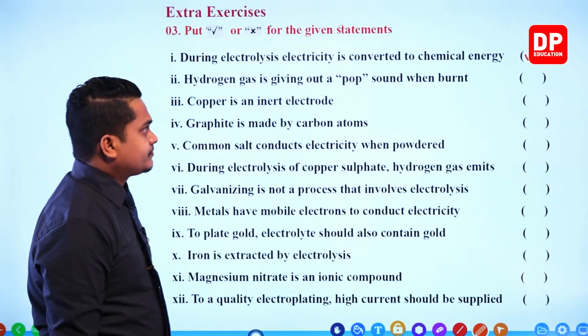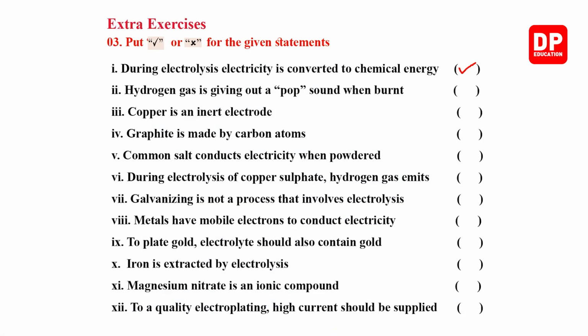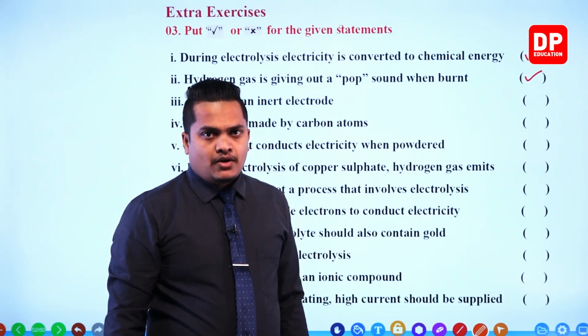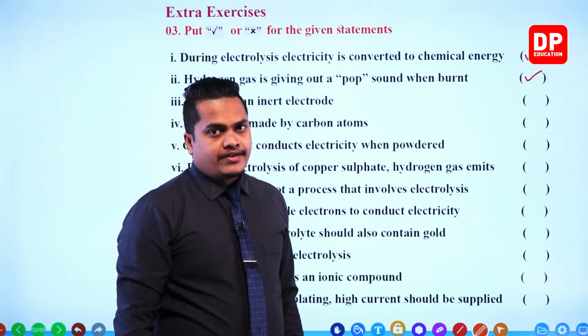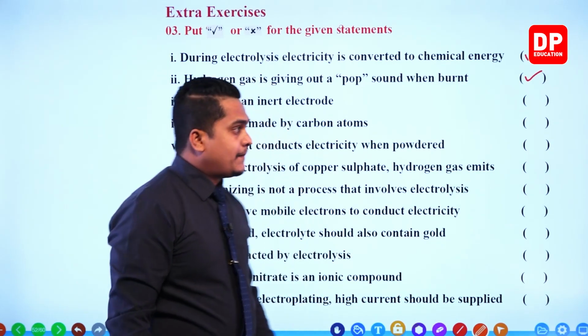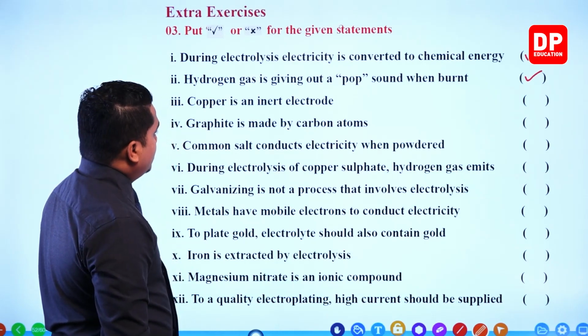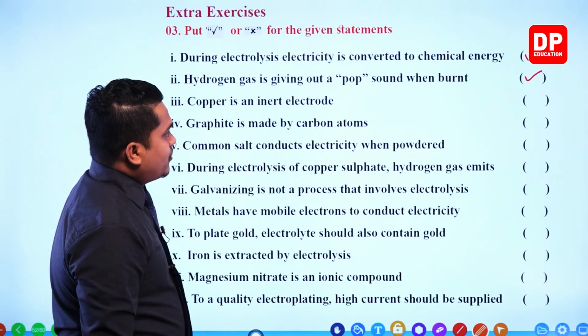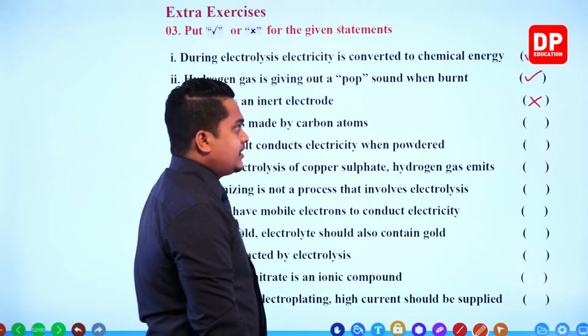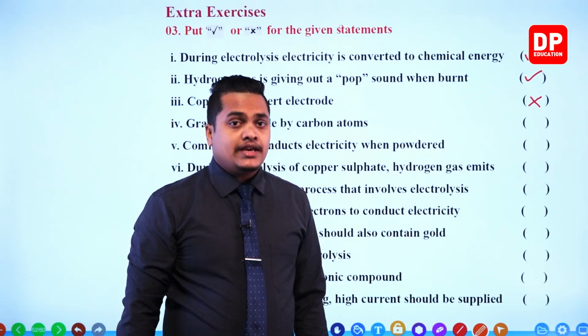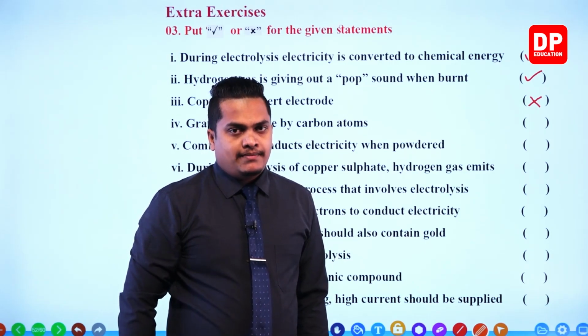No problem. Hydrogen gas is giving out a pop sound when burnt. Once again correct. When you burn it using a splinter, it gives out a pop sound. So it is correct. Next one. Copper is an inert electrode. Incorrect. Copper is not an inert electrode. The only inert metallic electrode is platinum.